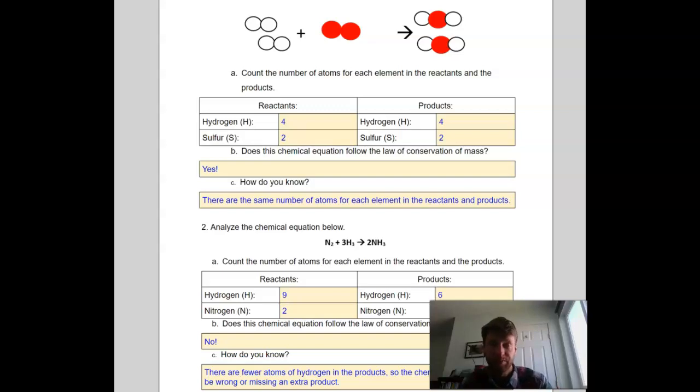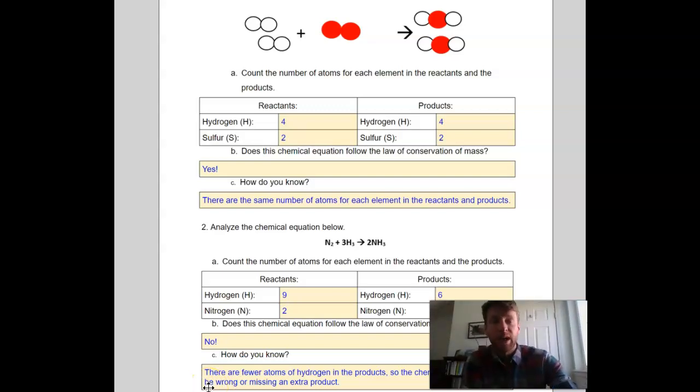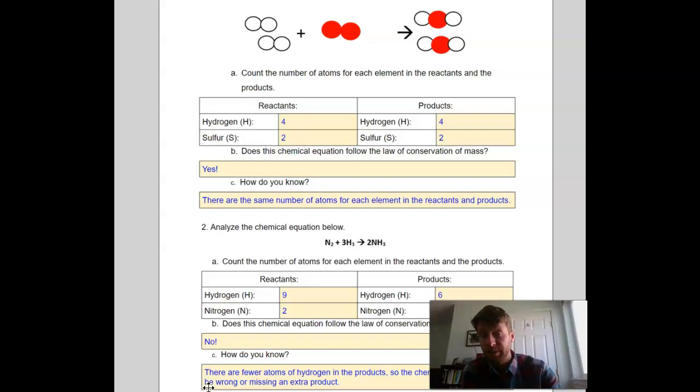Now, we're going to learn more about how this works tomorrow when we actually look at an experiment and take experimental data. But this should give you a really solid conceptual understanding of how the conservation of mass works.